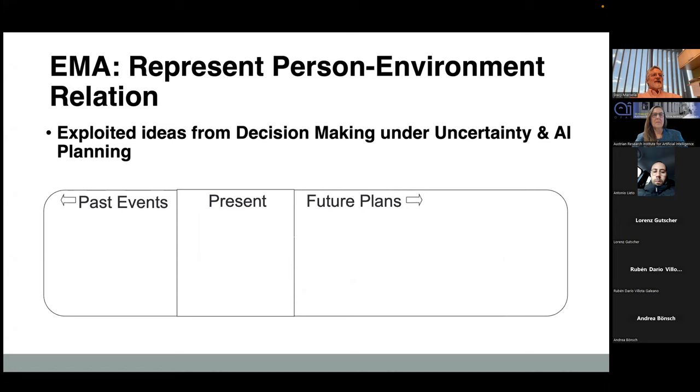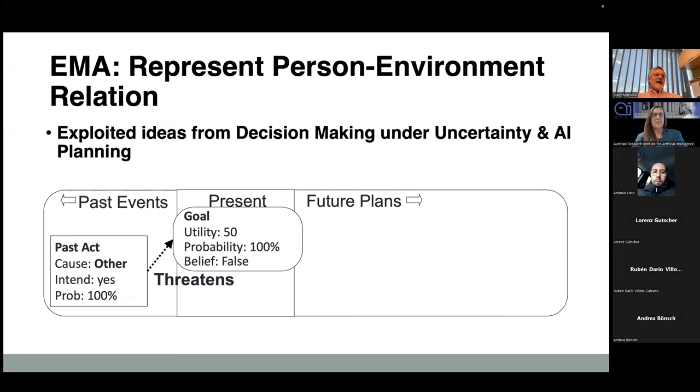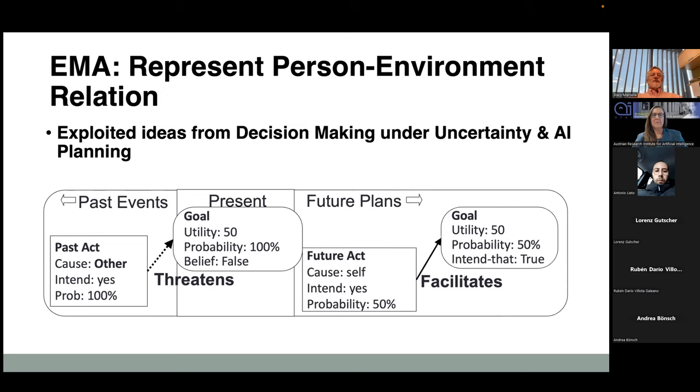So there are past events, like for instance, some past act caused by someone else that threatens our current goal. So the bird flies in the window, it threatens the goal of staying healthy of the actor. Then there may be future actions like whacking the bird, which reestablishes the goal of the safety of the actor.